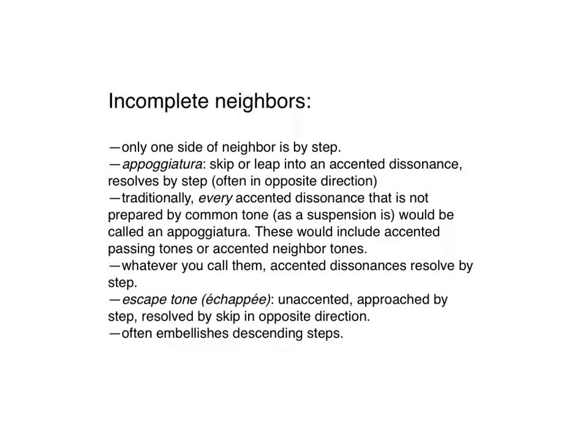First, incomplete neighbors. These are neighbor notes where only one side of the neighbor is moving by step, either by step into the embellishment or by step out of the embellishment. The first one we're going to be discussing is something called an appoggiatura. That's a fancy Italian word, and it means to lean or to push on something. An appoggiatura is a skip or a leap into an accented dissonance, and then it resolves by step, often in the opposite direction. Let me show you.